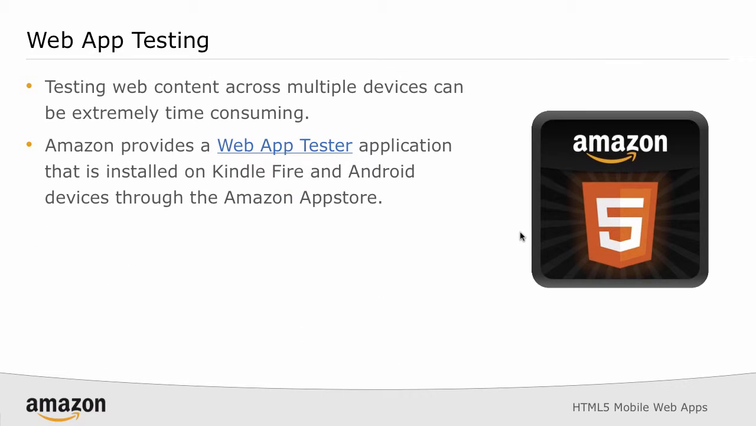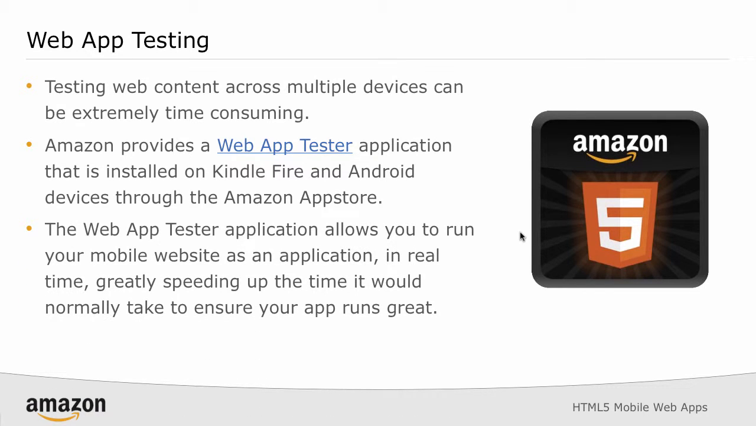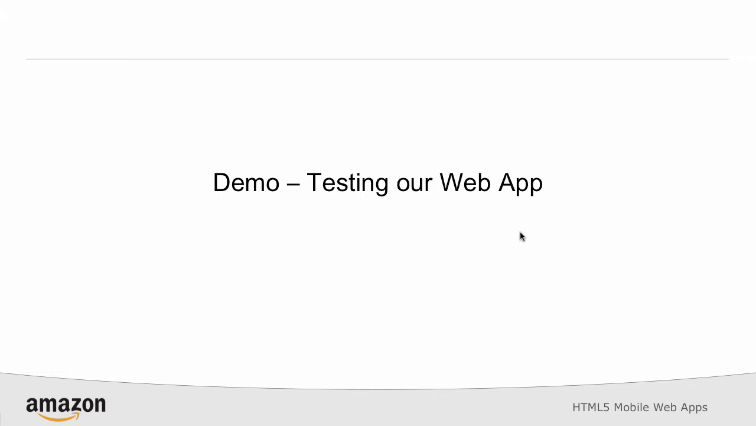So Amazon provides a free application called the Web App Tester tool. You get this tool through the Amazon App Store itself, and it'll run both on Kindle Fire and Android devices. The purpose of this tool is to show your mobile website running as an application. So things are going to happen in real time, and in fact, in a separate screencast, you'll see how we use this tool to debug along with the Chrome debug tools. So let's go ahead and download the application.